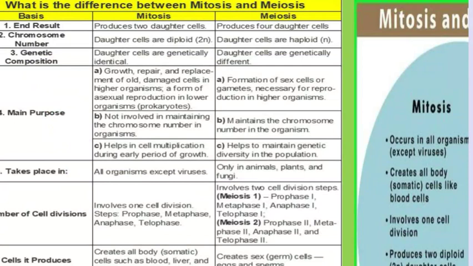Mitosis is for growth, repair, and replacement of old damaged cells in higher organisms, and a form of asexual reproduction in lower organisms, for example in prokaryotes. Whereas the formation of sex cells or gametes, which are necessary for reproduction in higher organisms, happens in meiosis. The mitosis helps in multiplication during an early period of growth, whereas the meiosis helps to maintain genetic diversity in a population. The mitosis occurs in all organisms except viruses. Meiosis occurs in animals, plants, and fungi.